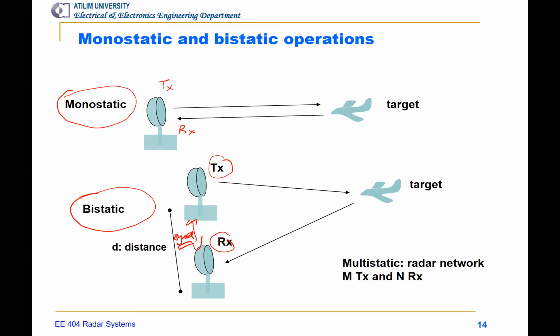Okay, we can also define multistatic operations, where we have a network of radars, a network of transmitters and receivers, or simply a network of radars. We can, for example, use M transmitters and N receivers. They are coordinated and placed separately at different positions. If they are coordinated and synchronized, then the capability of the system will be much higher than monostatic or bistatic radar. But of course, that's quite expensive and complex.